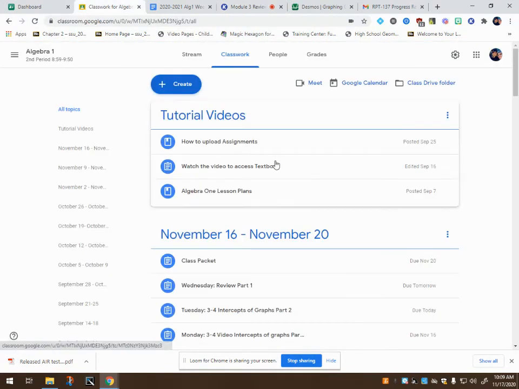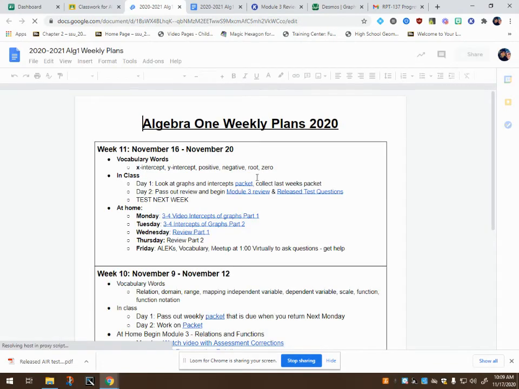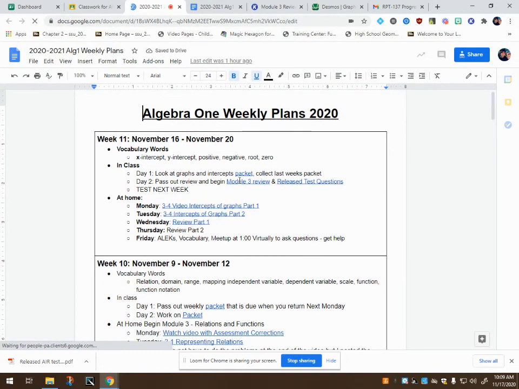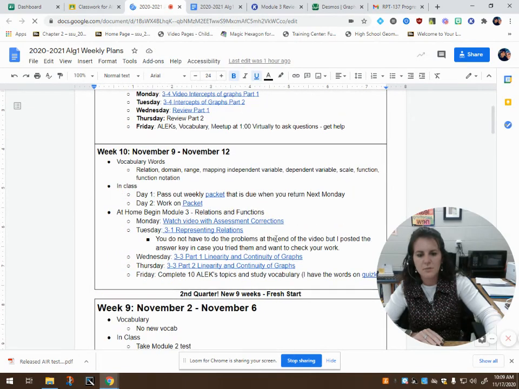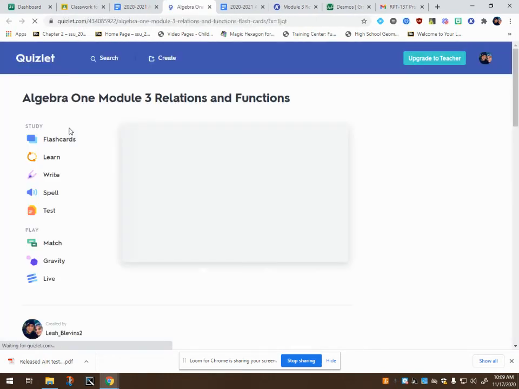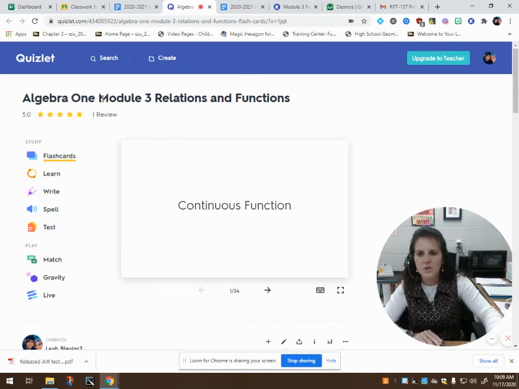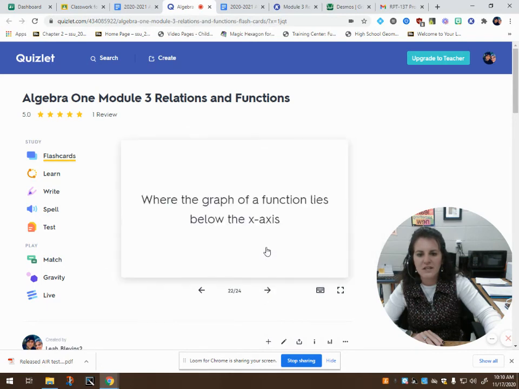Again, if you go to your classwork, I have posted on the algebra lesson plans the Quizlet. It is right here in the previous week. If you click on this, you will find the vocabulary words for this module 3, relations and functions. Vocabulary words: continuous function. You guys can quiz yourself on this. You can do the test. You can play flashcards. There's a ton of different things that you can do, but you have all of your words here and the definitions.